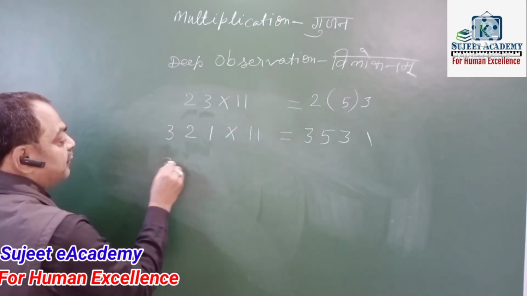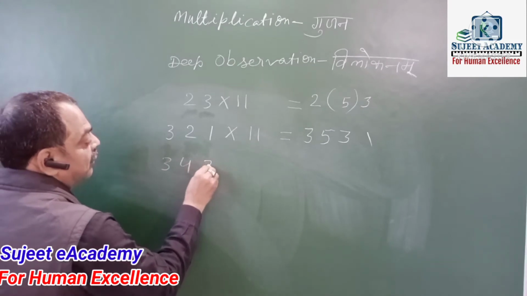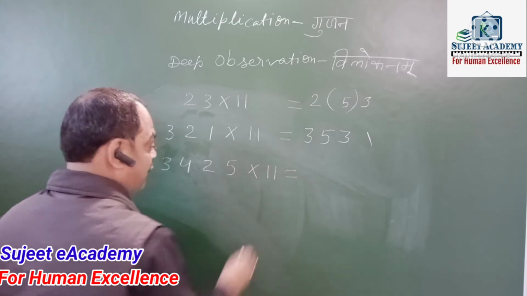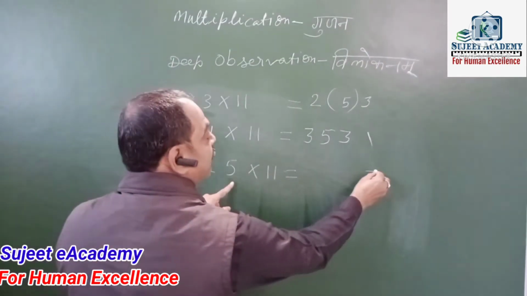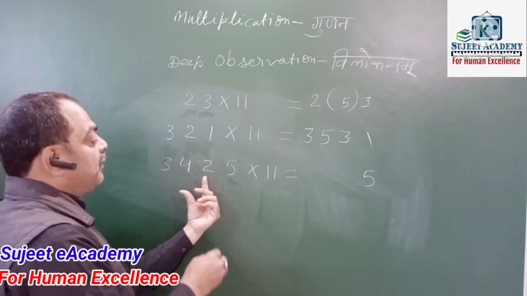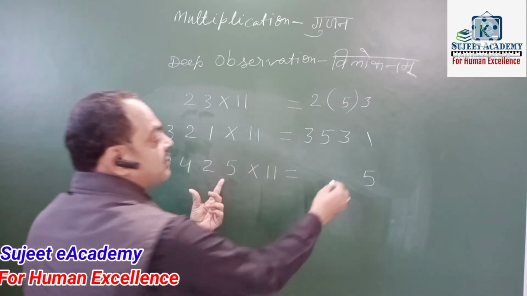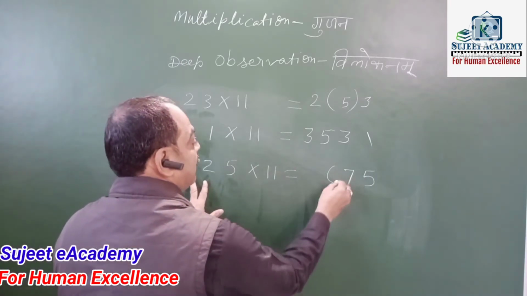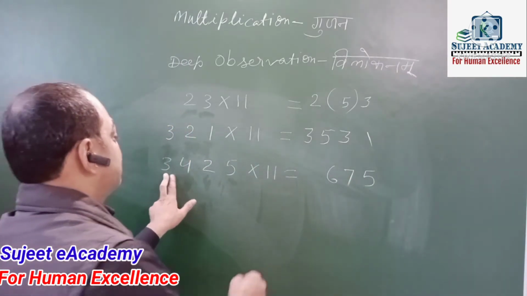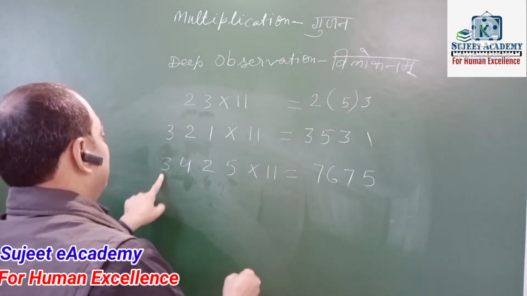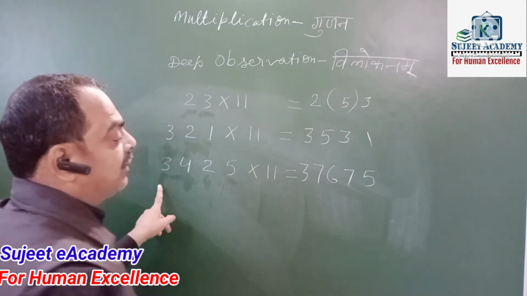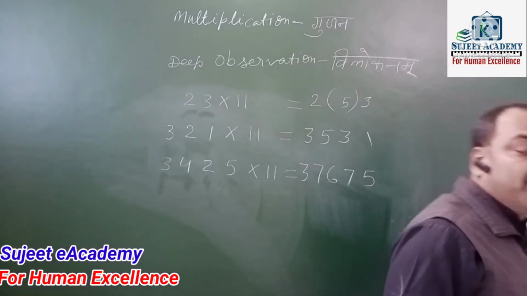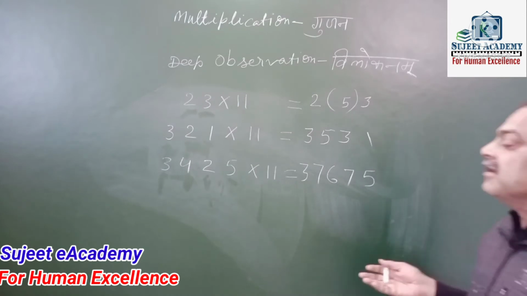Now one more question: 3425 multiplied by 11. This one is 5, put here, then sum these two numbers, 2 plus 5 is 7 here, and this 2 plus 4 is 6, and 3 plus 4 is 7 here, and now this remaining number put here. So you find a very easy method here by observation.